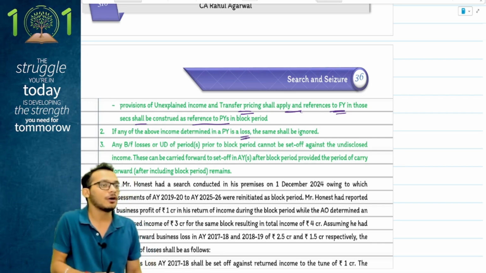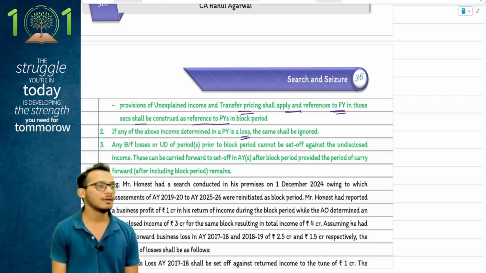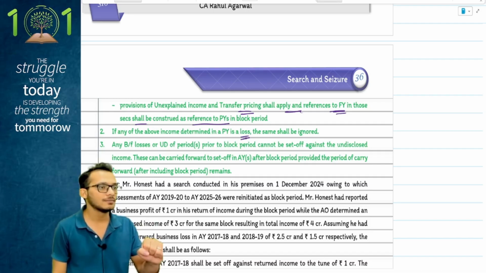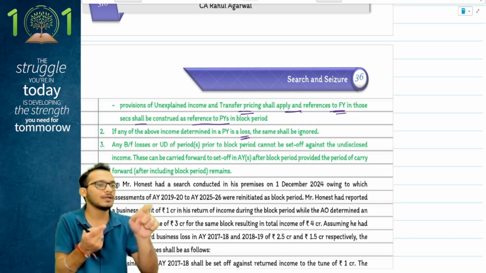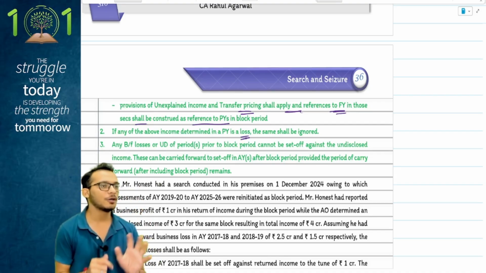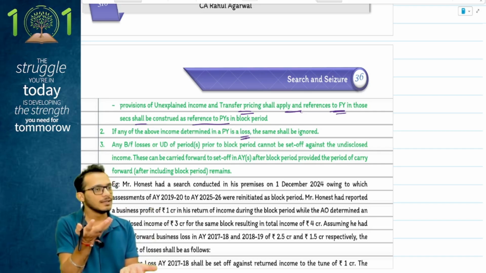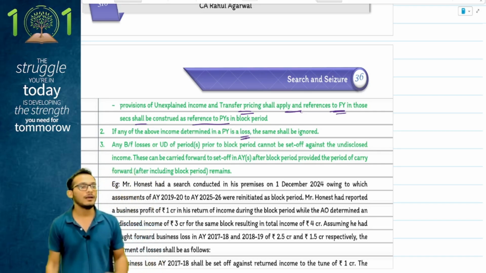But understand, I am only talking about those losses which are identified during search. Meaning, in my original return itself, I had a loss. In my original second year return also, I had an income. I had set off those two. Can I do it? Perfectly allowed, because I am setting off legal loss against legal income, allowed as deduction. People understand.